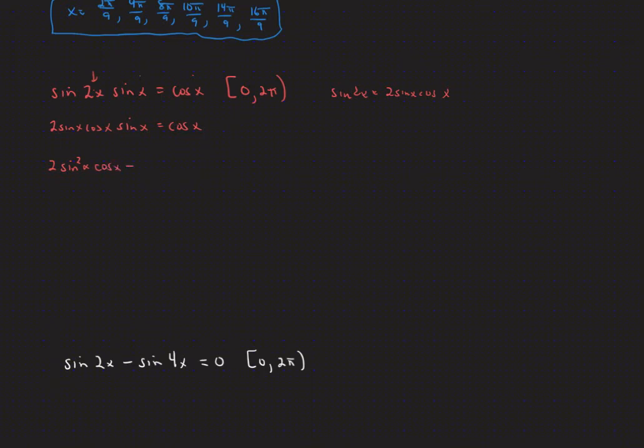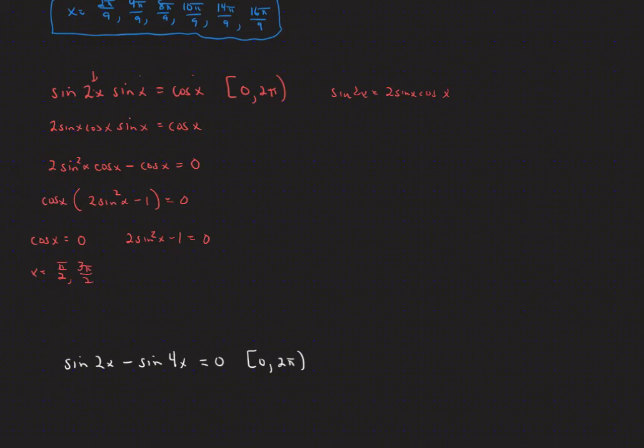We're going to subtract that cosine x to this side to make it equal to 0. Don't divide by cosine because we'll lose a solution there. We can factor that cosine out, leaving behind the 2 sine squared x minus 1. So cosine x can be 0, and our 2 sine squared x minus 1 can be 0. Now here we can get that cosine is 0 at pi over 2 and 3 pi over 2.